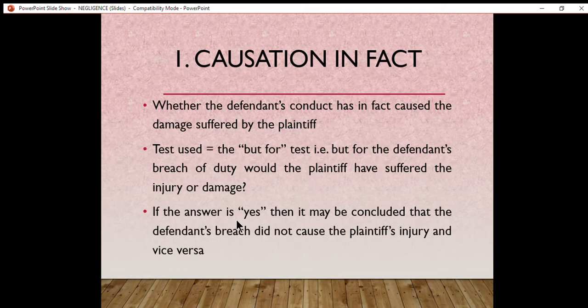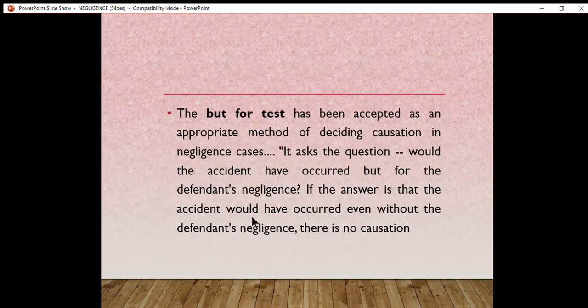If the answer is yes, then it may be concluded that the defendant's breach did not cause the plaintiff's injury, and vice versa. Meaning to say that ada factor lain that caused the plaintiff to suffer the damage. This test has been accepted as an appropriate method of deciding causation in negligence cases. The question: would the accident have occurred but for the defendant's negligence?